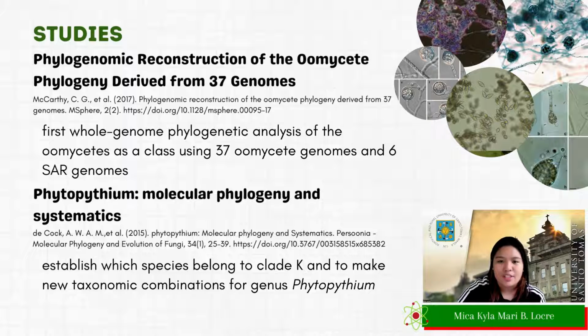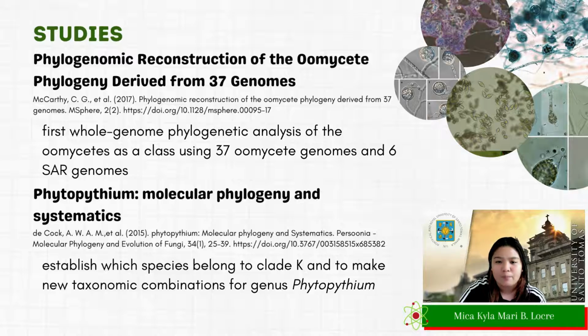Phytophytium is a morphological intermediate of the Phytophthora and Pythium genera. The formal transfer of clade K species to the Phytophytium genus is described, as well as a comparison with morphologically similar species from the genera Pythium and Phytophthora.